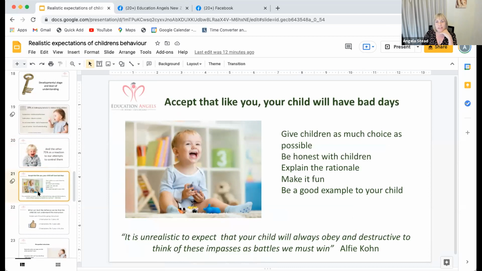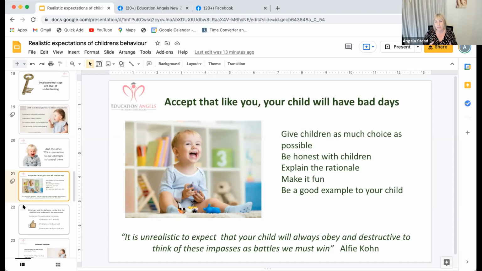So also accept, just like you, your child's going to have bad days. So it's unrealistic to expect a child to always obey an instruction from you. And it's also destructive to think that when they don't do as they're told, that you've got to win, that it becomes a battle between the two of you. That can be really destructive to your relationship with your child.